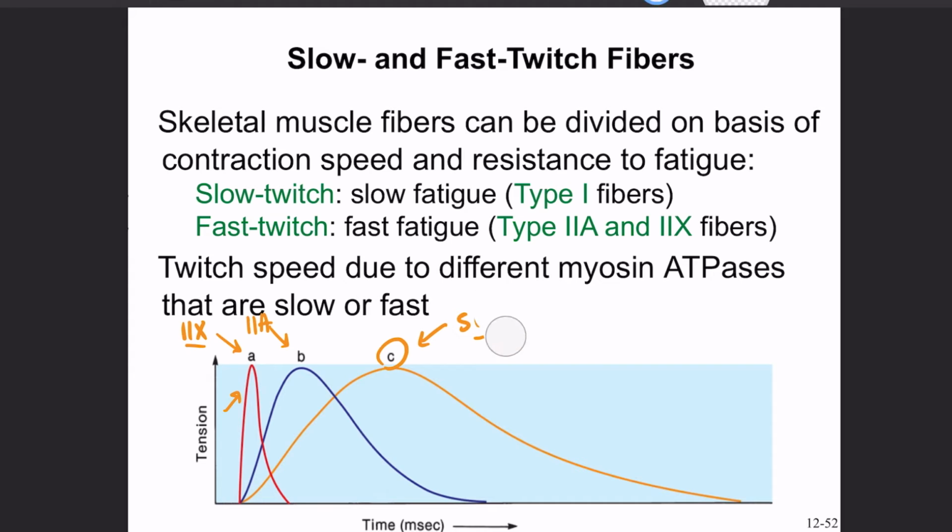The differences in twitch speed are likely due to the different ATPases that are found on those myosin heads that are either going to be slow or fast, so that'll allow for slow or fast contraction and slow or fast relaxation.